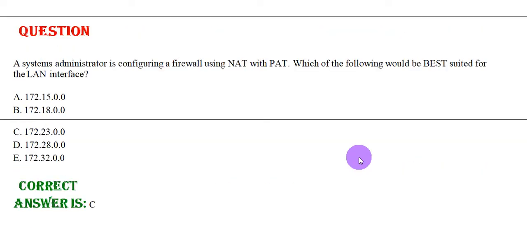The system administrator is configuring a firewall using NAT with PAT. Which of the following would be best suited for LAN interface? Please have a look at the options. The correct answer is option C.